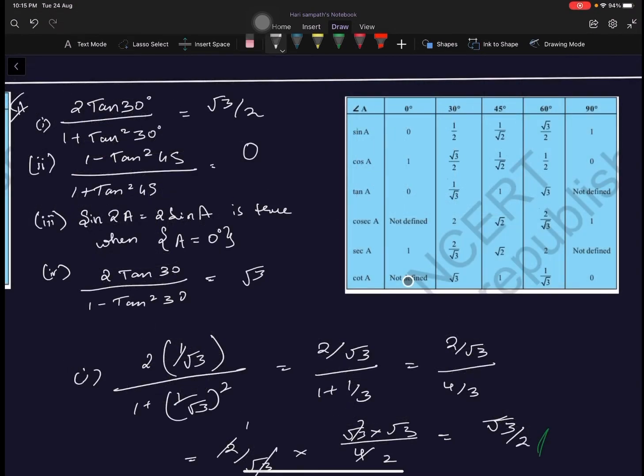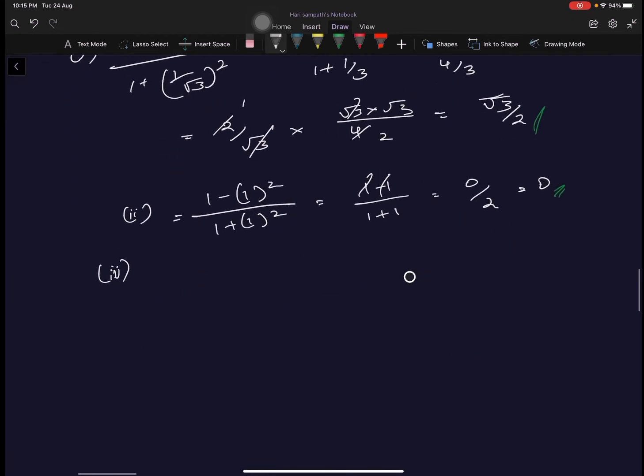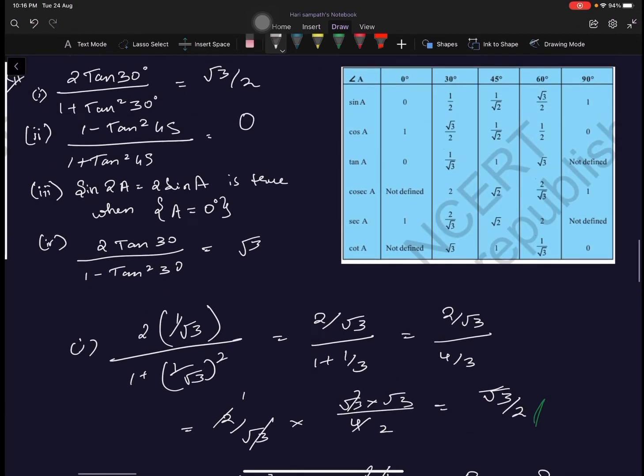Moving on to the third sum. For what value of A does sine 2A equal 2 sine A? So we have to use common sense for this sum, because 0 into anything equals 0 and even sine 0 is 0. So A will definitely be 0, as sine 2 into 0 equals 2 sine 0. So 2 into 0, 0 equals 0. Therefore LHS equals RHS and A equals 0 degrees. Let's move on to the next sum.